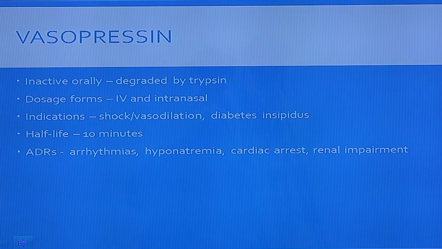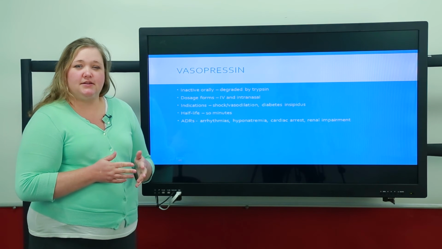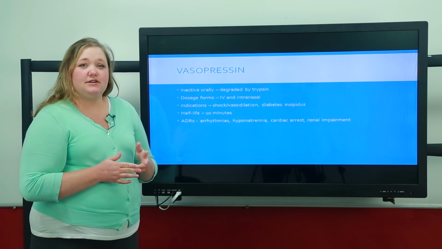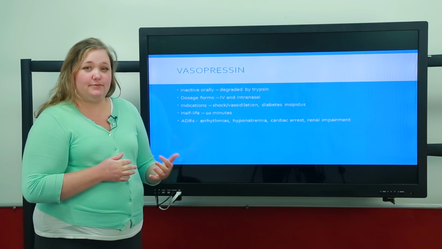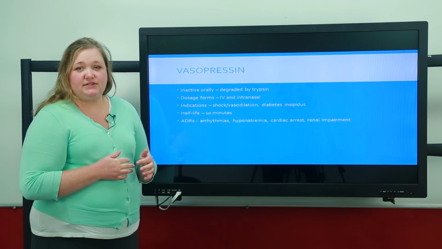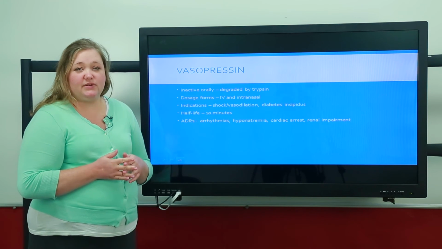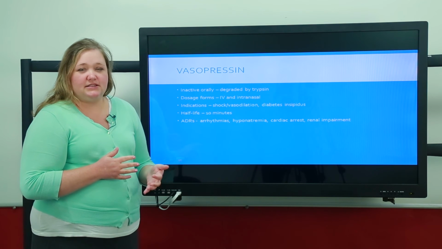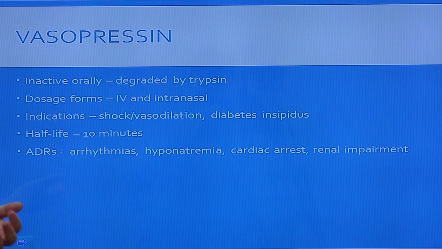We'll start with vasopressin. Vasopressin can be administered two different ways. It can be given intranasally or IV. Some sources say that there are only IV products available, while other sources say that there are IV and intranasal products available. The reason there are no oral products is that vasopressin is inactivated orally by trypsin.